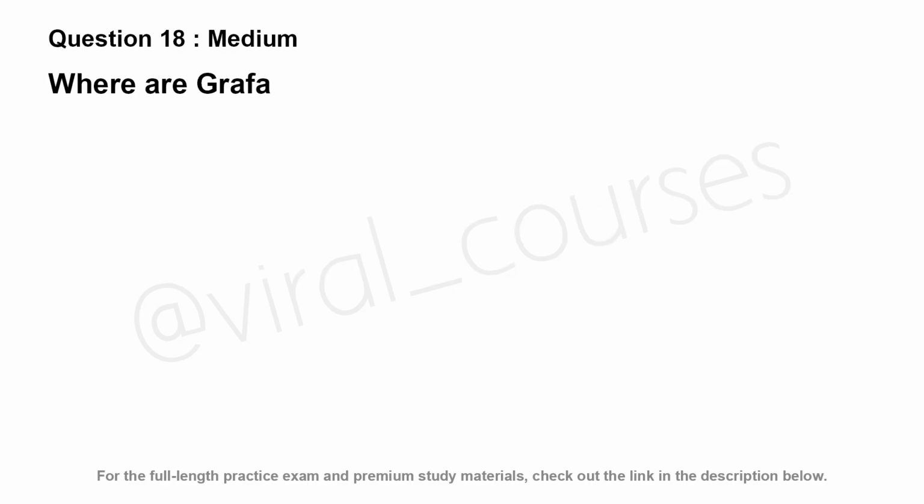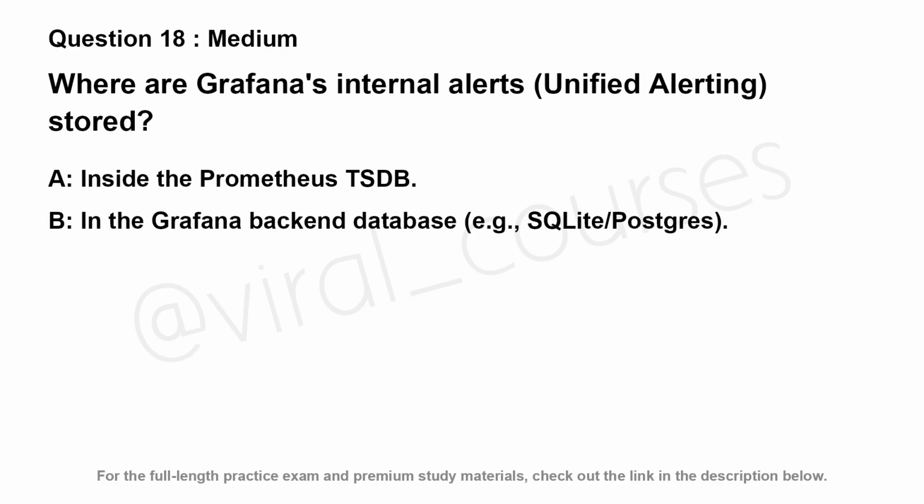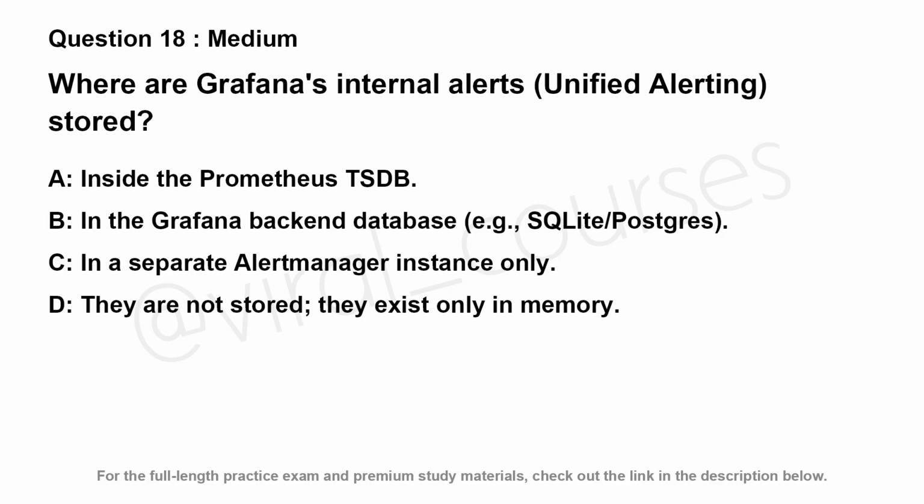Where are Grafana's internal alerts, unified alerting, stored? Option A. Inside the Prometheus TSDB. Option B. In the Grafana backend database, e.g., SQLite, Postgres. Option C. In a separate Alertmanager instance only. Option D. They are not stored. They exist only in memory.